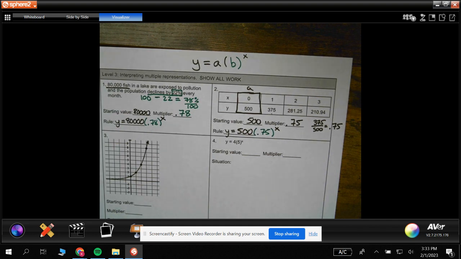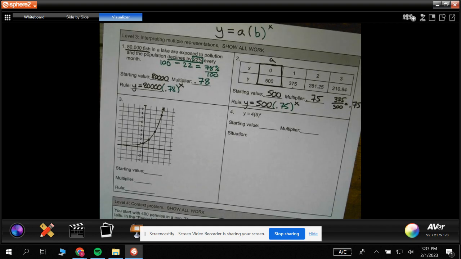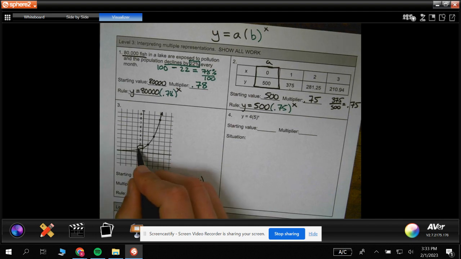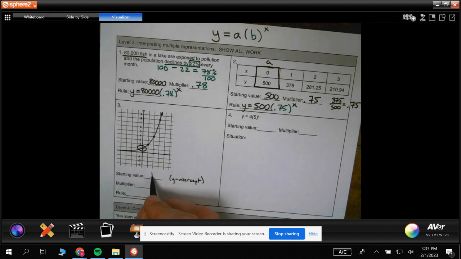All right, let's look at our graph. First step, find the starting value. The starting value is the same as your y-intercept. Where's my y-intercept? It's right there. So my starting value is 1.